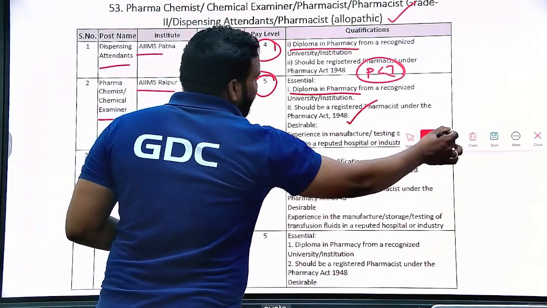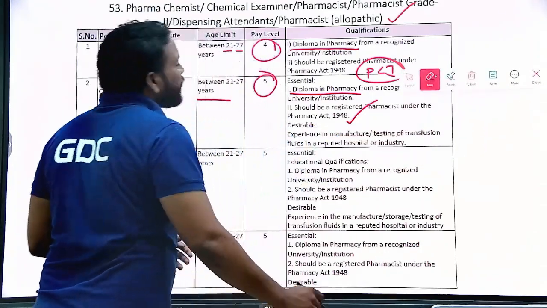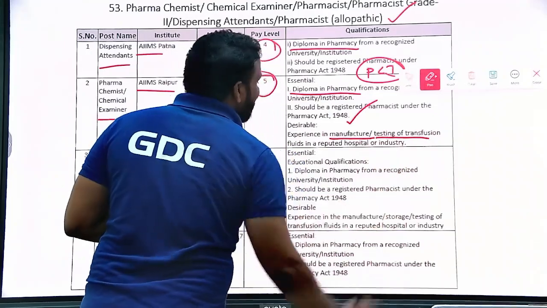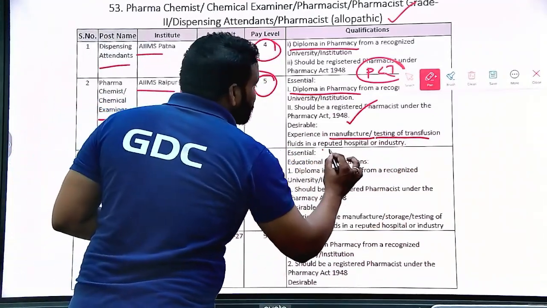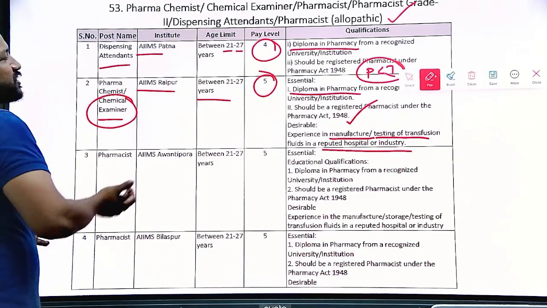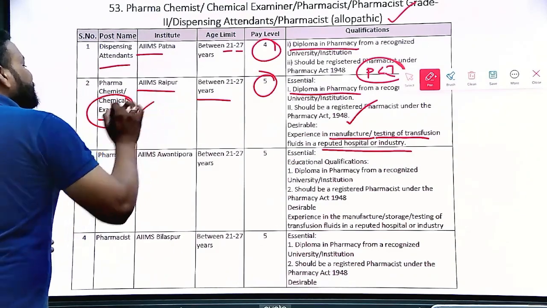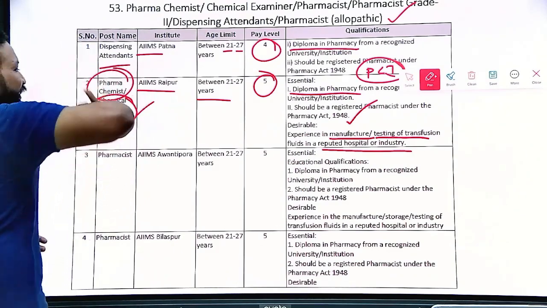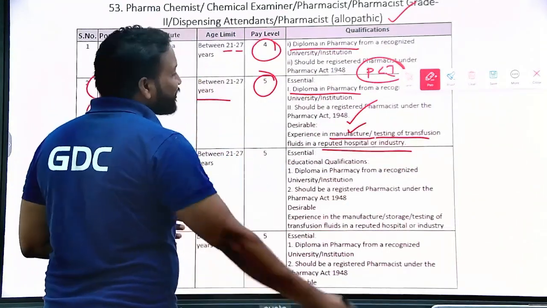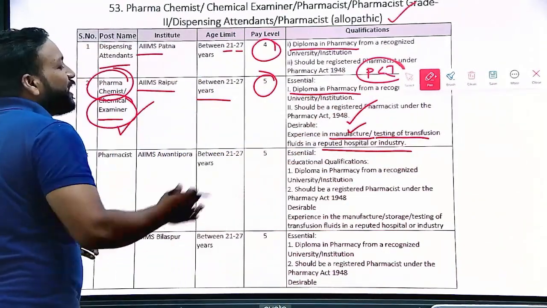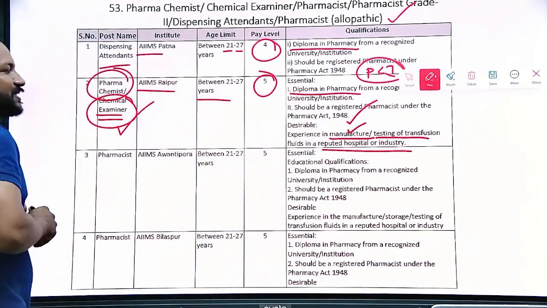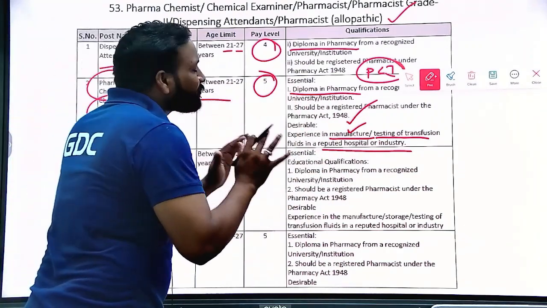But a desirable qualification is required, that is he should have some experience in the manufacture and testing of transfusion fluids in a reputed hospital or industry, because the post itself says that he is a chemical examiner or pharma chemist. He needs to have desirable experience in the manufacture as well as testing of transfusion fluid, either in a reputed hospital or industry, because he is himself a chemical examiner, so he should have this basic knowledge.